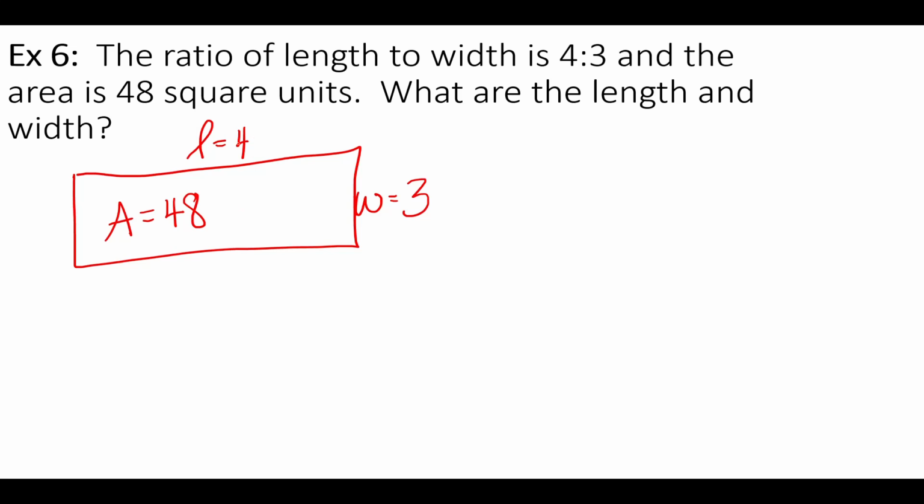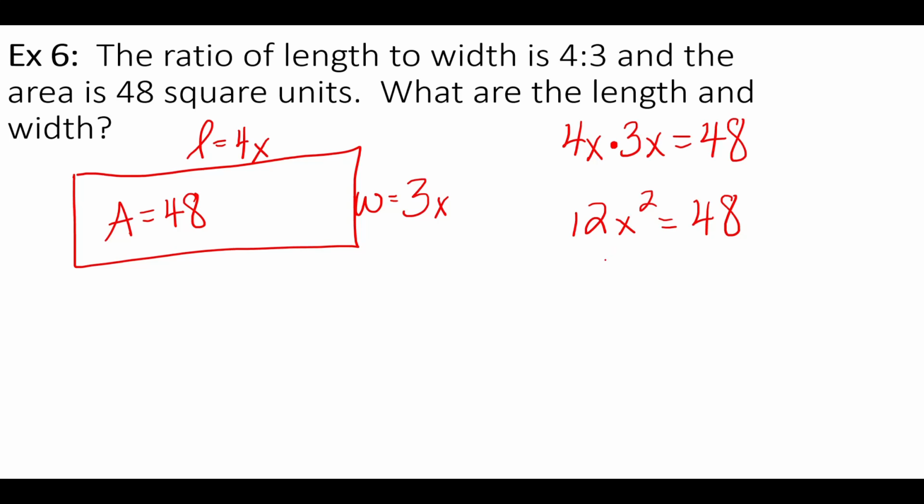So again, 4 times 3 is definitely not 48, so there must be some scale factor that's happening. So in order to set up the equation to start, we would say 4x times 3x is equal to our area of 48. 4 times 3 is 12. x times x is x squared. Now it's just a simple solving by taking the square root, so divide out that coefficient. 48 divided by 12 is 4. Take the square root, and we should get x is equal to 2.